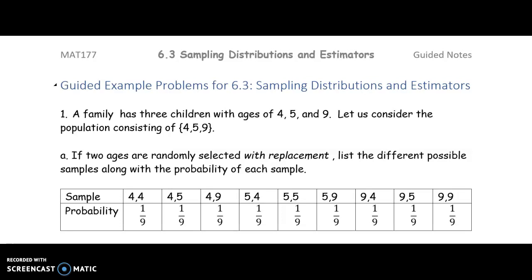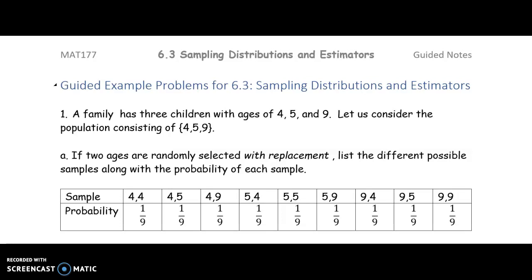In this video, we'll be completing guided examples for 6.3 sampling distributions and estimators. You can follow along starting on page 8 of your 6.3 sampling distributions and estimators guided notes. A family has 3 children with ages of 4, 5, and 9.